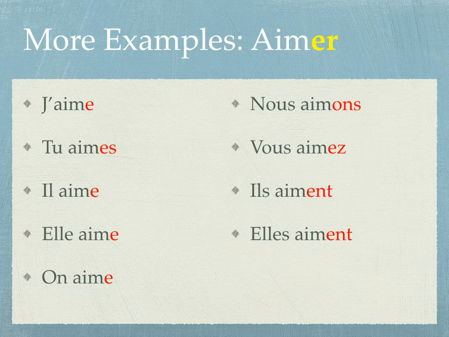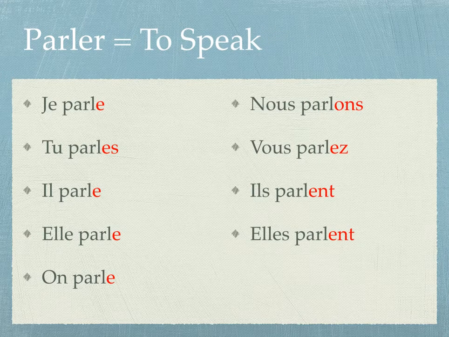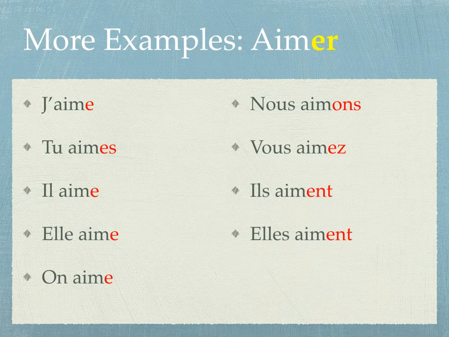So here we had, looking at the nous parlons. Here we have nous aimons. We're going to say it like it's all one word. Nous aimons, vous aimez, ils aiment, elles aiment. This is also the only way we can hear the difference between il aime and ils aiment.